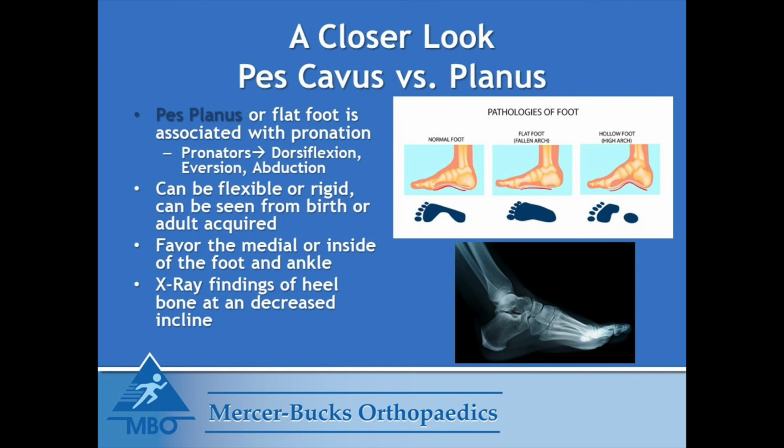If you were looking at an x-ray, which is very important, I always tell patients, if you're ever going in for a foot assessment and ankle assessment, it is always important to get x-rays because you can only see so much by looking at a patient, checking their foot, watching them walk. It is important to look at the bones and the joints. And on an x-ray, the heel bone actually has a decreased incline to it, which makes sense because that arch is fallen, so that heel bone is going to be at a decreased incline.